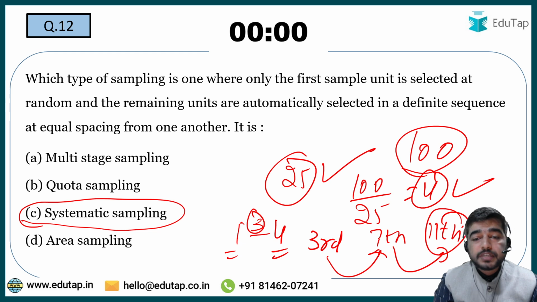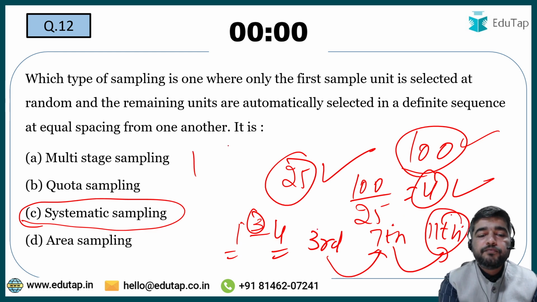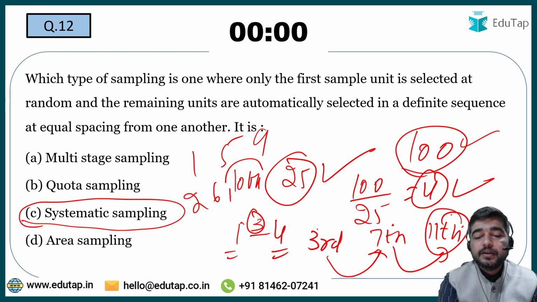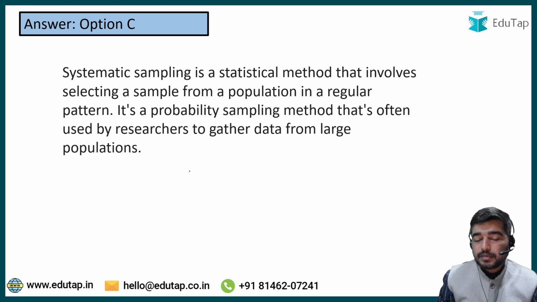The chance of selection of every data point is the same, but you choose in one way, that you are selecting the 3rd, 7th, 11th. You can choose any: 1st, 5th, 9th or 2nd, 6th, 10th, any, but this will be systematic. So this is called systematic sampling.